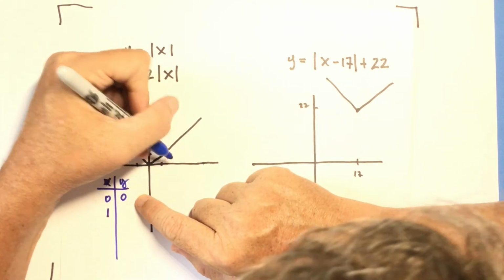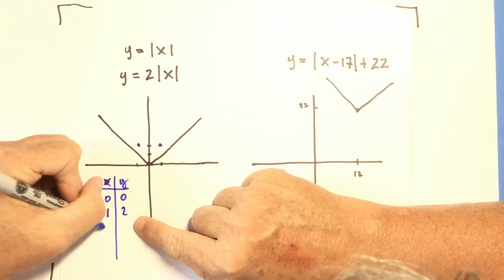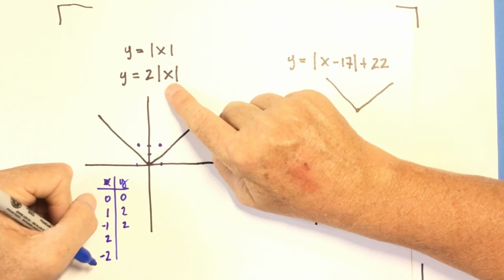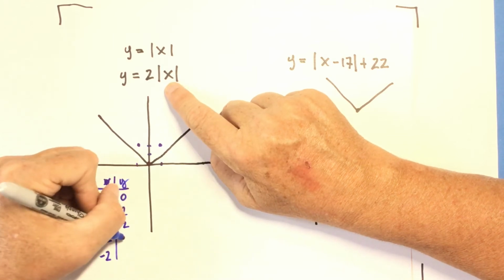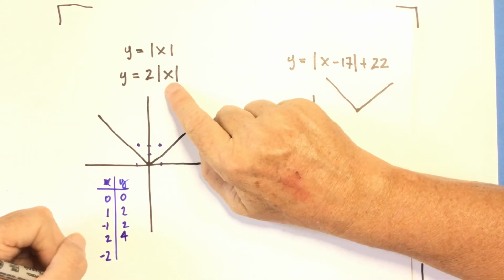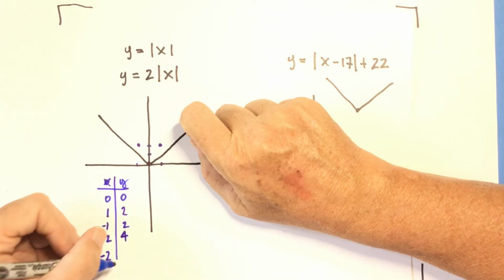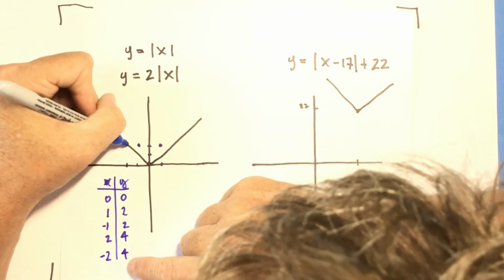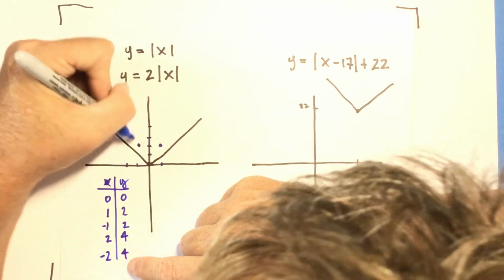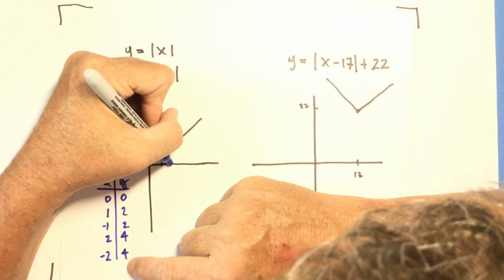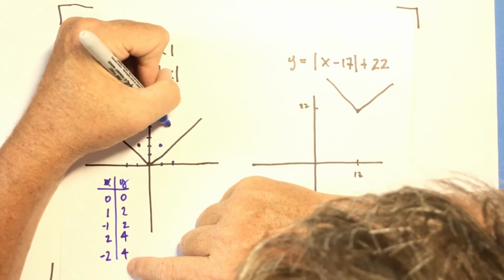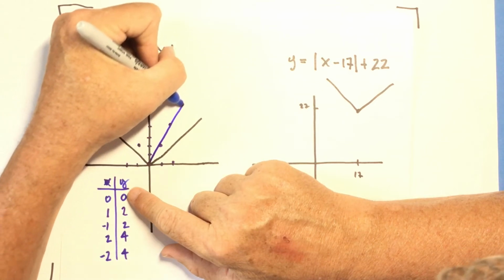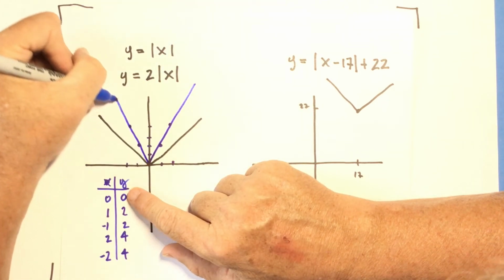When x is 2, the absolute value of 2 is 2. 2 times 2 is 4. When x is minus 2, the absolute value of minus 2 is 2. 2 times 2 is 4. There we go. And that means this point that was at 2 is now up at 4. So the graph still starts at the origin, but you can see that it's going to go up faster.